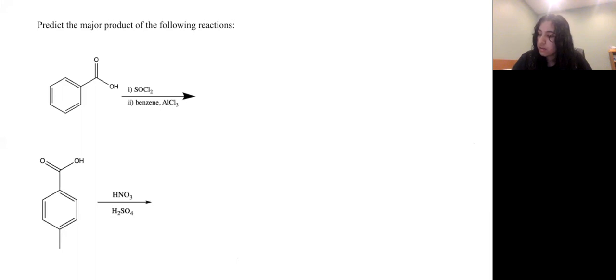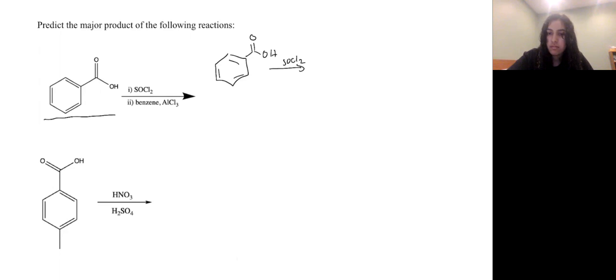So for the first one, this is an interesting reaction. There's 2 steps. So step 1, you take this benzoic acid and react it with SOCl2. What do you think happens with that? Yeah, so the SOCl2 is a reagent from chapter 11, and it replaces an alcohol with a Cl. So it does attach, and then it kicks off the OH.